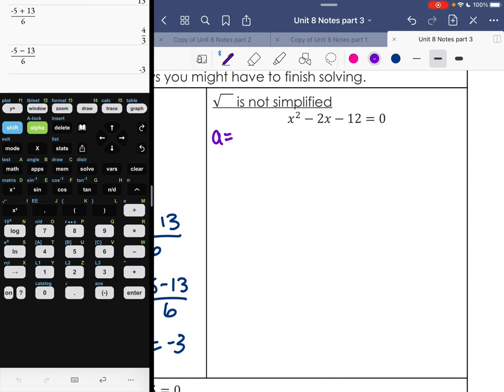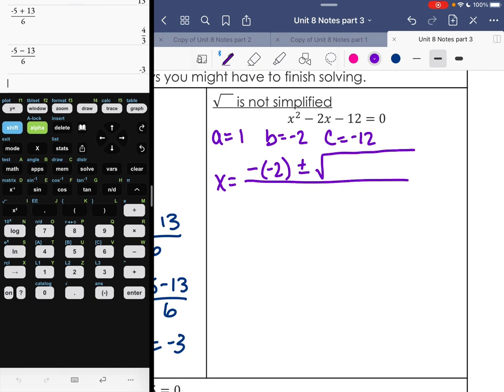It already equals 0. So a is 1, b is -2, c is -12. All right, and then we're going to just put that in the formula. Now remember, the formula starts with -b. So that means that you have negative of whatever b is. And in this case, that's -2. So the negative in front of the parentheses comes from the formula. The negative in the parentheses comes from the fact that b has a negative number. So make sure that you do not lose one of your negatives.